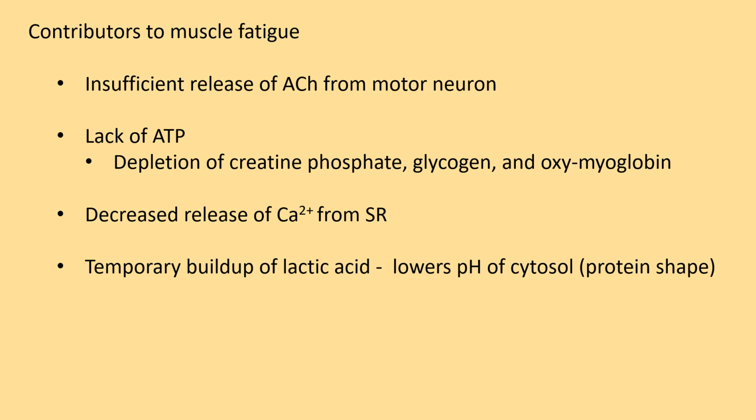And then we have oxymyoglobin. Oxymyoglobin means it's myoglobin that has an oxygen attached to it. And as our muscle cells continue to use oxygen to produce new molecules of ATP through oxidative phosphorylation, that oxymyoglobin gets depleted into myoglobin that no longer has any oxygen attached.